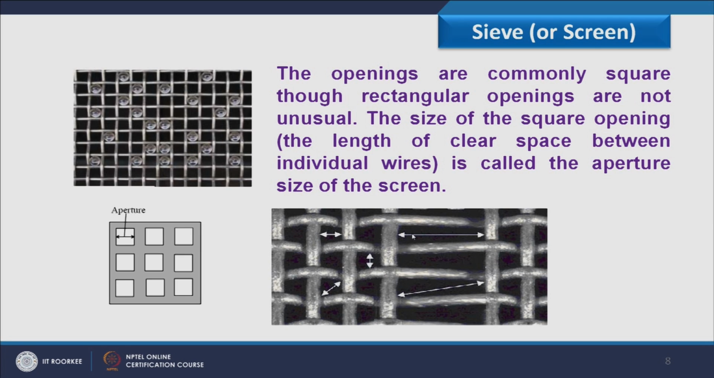And in this particular figure, you see somewhere I have the square opening and somewhere I have the rectangular opening. This we use when we are dealing with needle kind of or rectangular kind of material. For example, if I want to screen mica. Screens are usually designated by their mesh number.